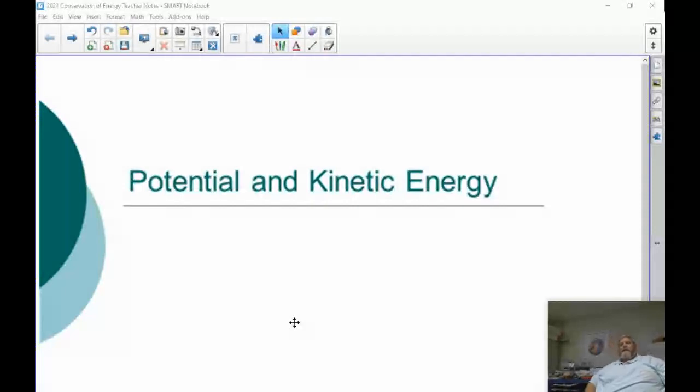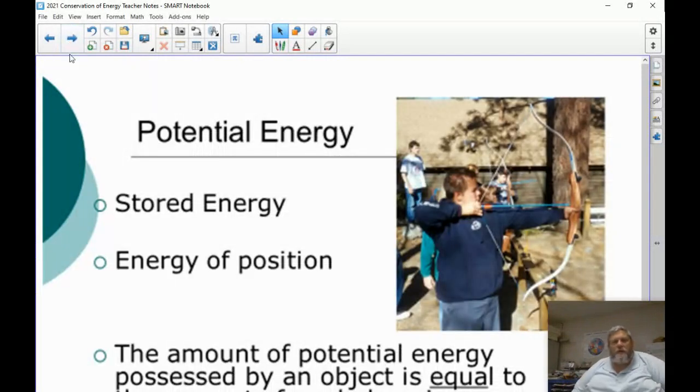We're going to look at kinetic and potential energy today. This shouldn't be very long. You should take these notes real fast. We're going to start off with potential energy.